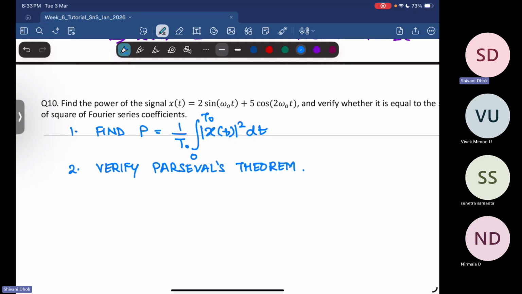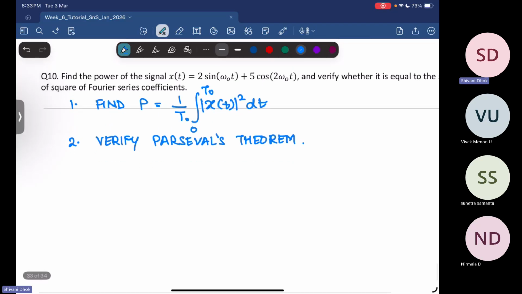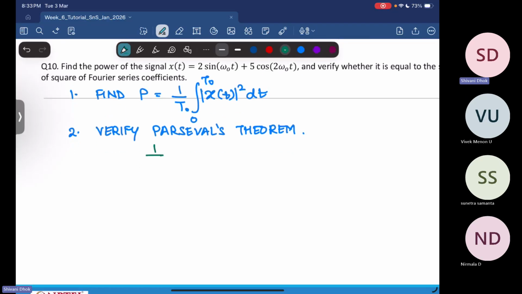Okay, so the first thing is finding power. And what do you mean by Parseval's theorem? It means that 1 by T naught integral from 0 to T naught, or rather over any period, of magnitude of x of t square dt is equal to summation k running from minus infinity to infinity of magnitude of c_k square. So this is your Parseval's theorem. So let's start with the first thing.